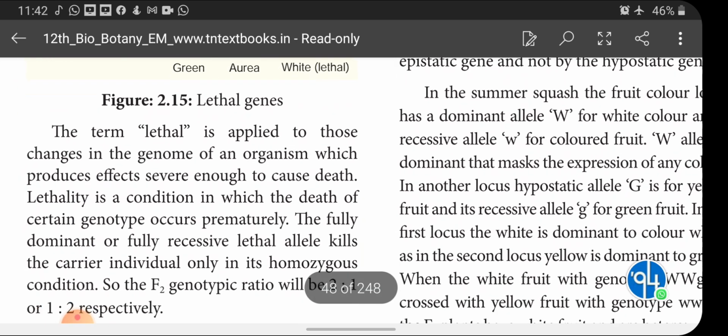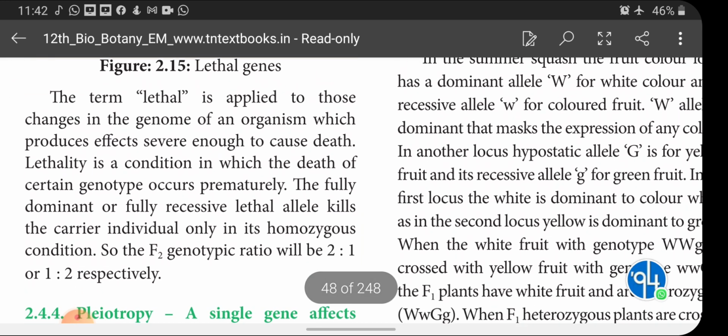The term lethal is applied to those changes in the genome of an organism which produce effects severe enough to cause death. Lethality is a condition in which the death of certain genotypes occurs prematurely. The fully dominant or fully recessive lethal allele kills the carrier individual only in its homozygous condition. So the F2 genotypic ratio will be 2:1 or 1:2 respectively.